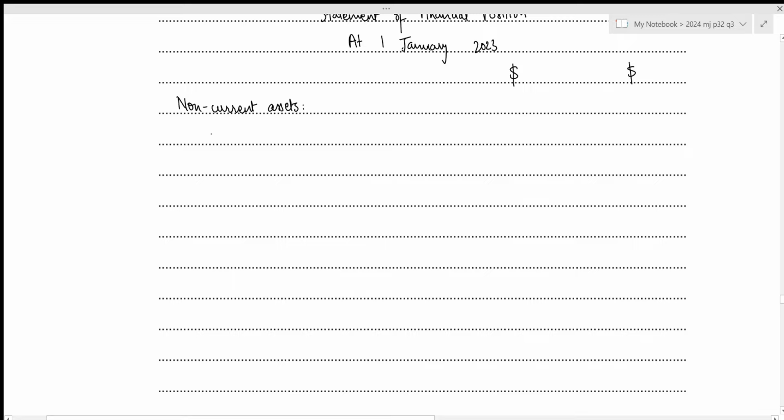So we first have the land and buildings. We include it at the revalued amount of 410,000, and this is a combined value. Then we include the plant and machinery, and the value will be the combined net book value of 99,000. The total non-current asset will be 410,000 plus 99,000, which results in 509,000. Now we can include the current assets.